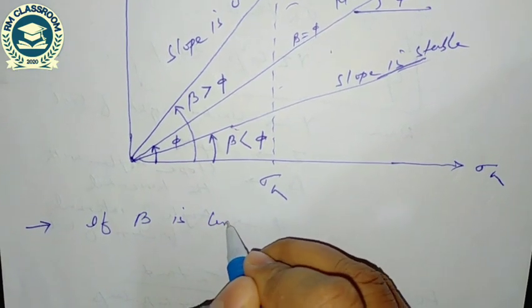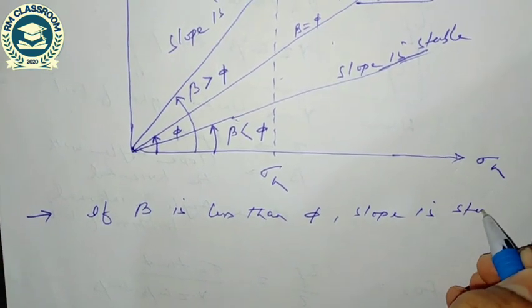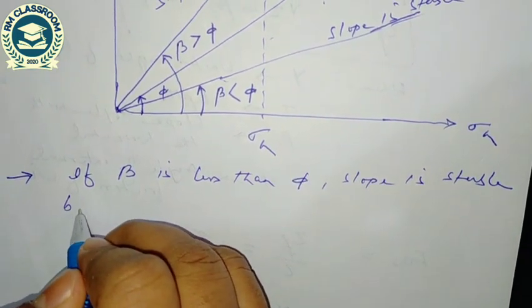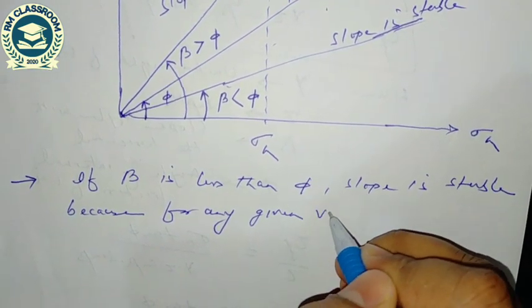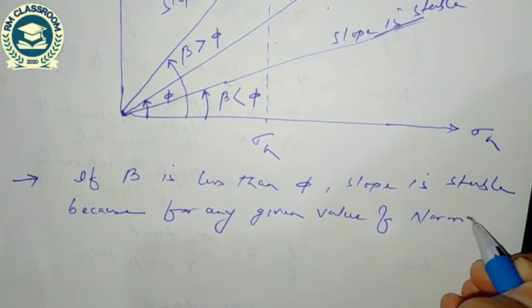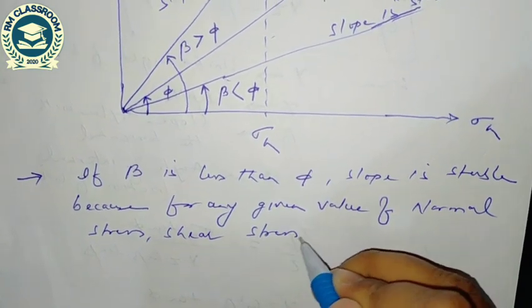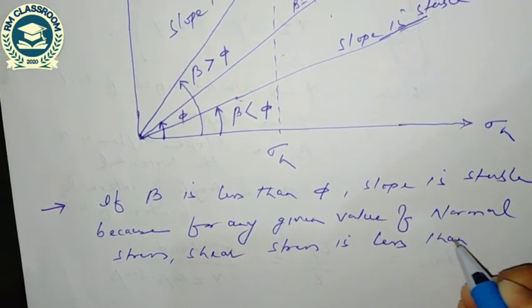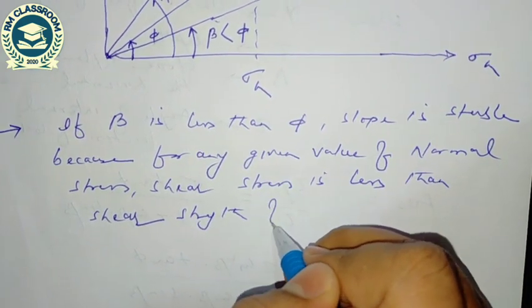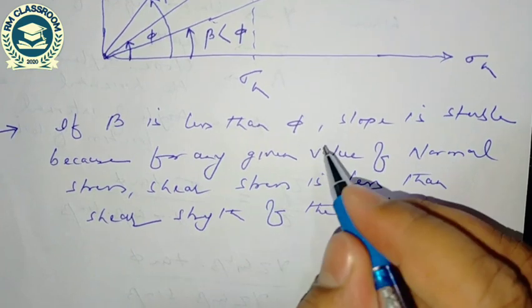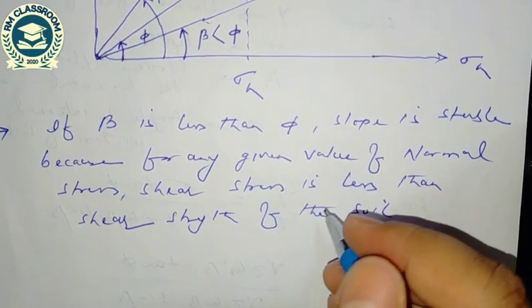If beta is less than phi, the slope is stable because for any given value of normal stress, shear stress is less than the shear strength of the soil.